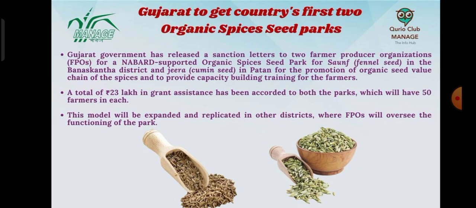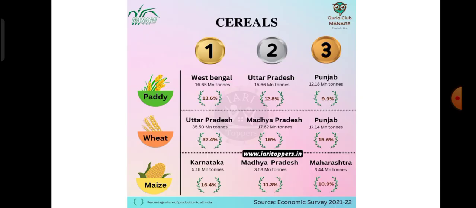Total of rupees 23 lakhs in grant assistance given for this, and 50 farmers in each FPO. This model will be expanded and replicated in other districts where FPO will oversee the functioning of the parks. Next, we shall just see the current status of area, production, productivity of particular crops.